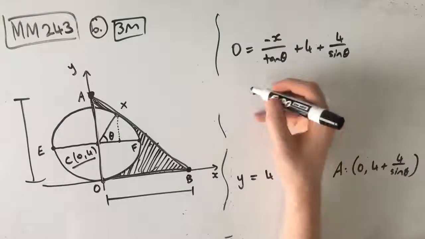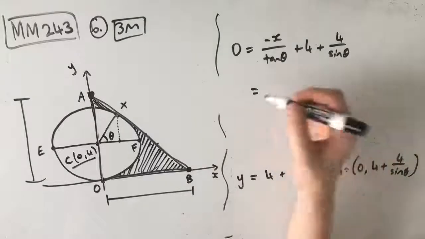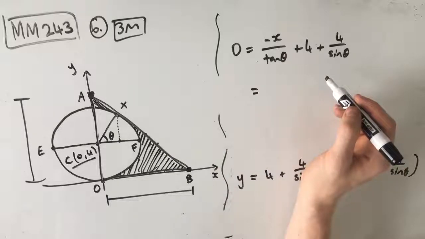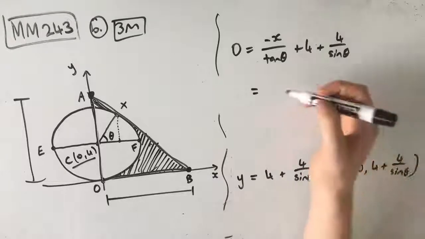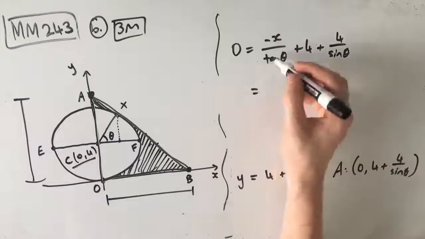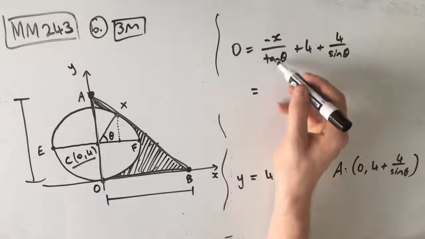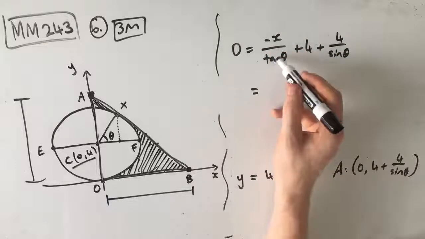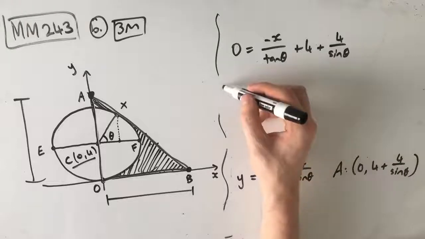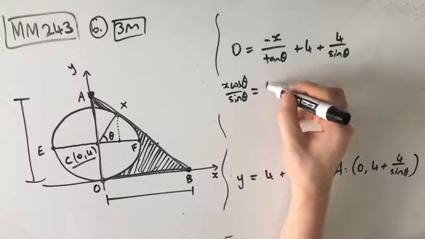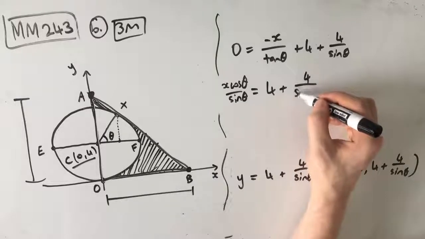And what we end up getting is, actually I'll take you through the working. So what have we done? We're taking this to the other side, so we get x over tan theta, and tan theta is sine on cos, which means when we divide x by sine on cos, we get x cos theta over sine theta, which equals 4 plus 4 on sine theta.